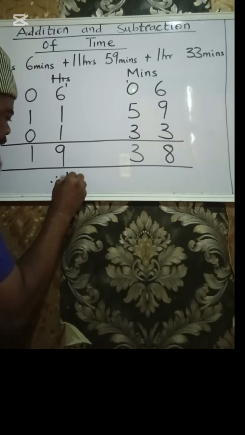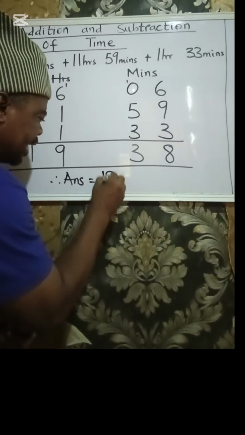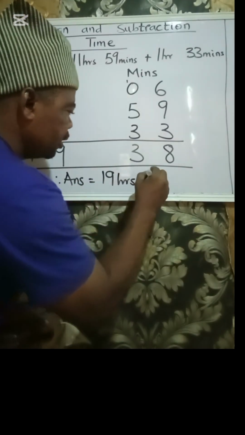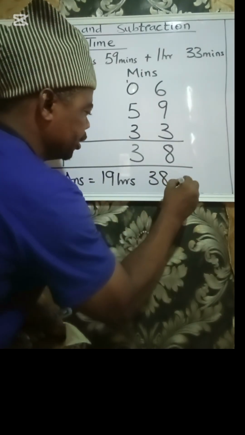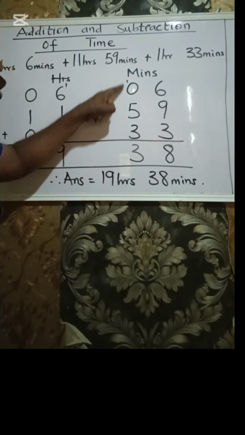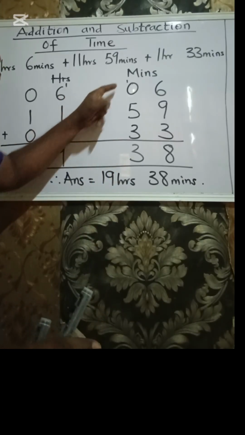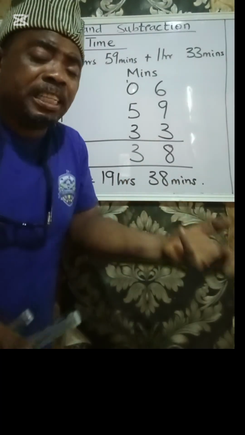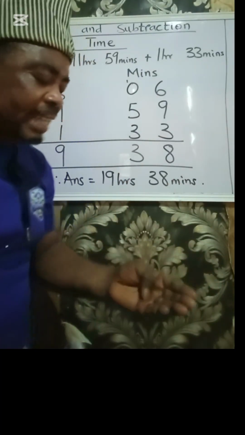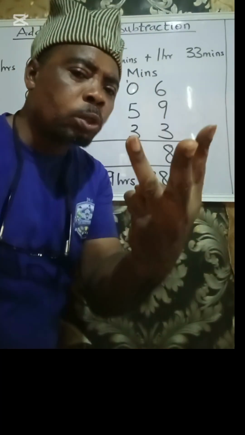Therefore my answer is 19 hours 38 minutes. Now note this. It is not only that when you add this one together, you will always have 1 to bring there. Don't make a mistake. You can add up all these ones and you get something like 15, so that when you now see how many 6s can go in 15, you will see 2 6s.